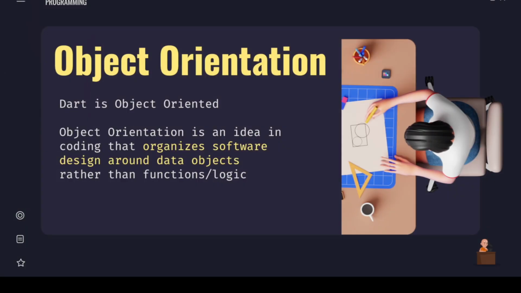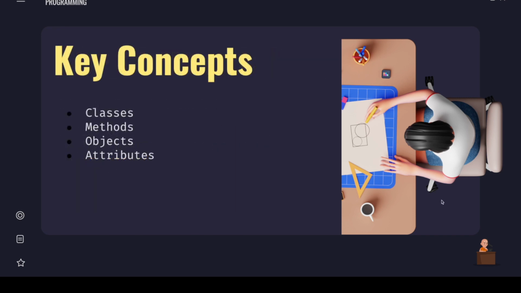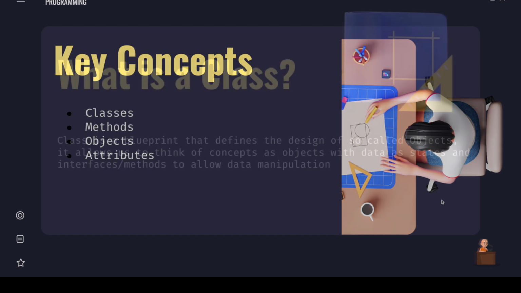Dart is object oriented, and we'll look at the concepts around object orientation before we dive deep into the examples. Object orientation is an idea in coding that organizes software design around data objects rather than functions or logic. So the key concepts we have in object orientation are classes, methods, objects, and attributes. We'll look at examples of what each mean.